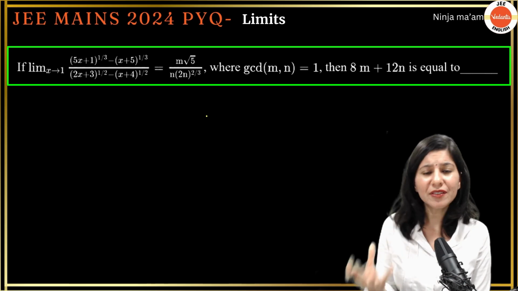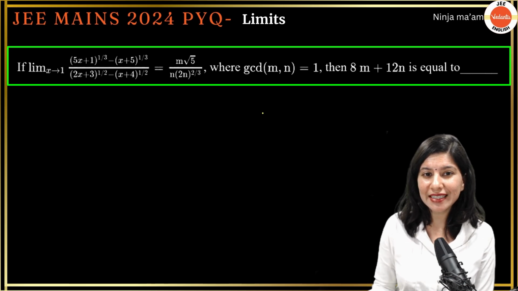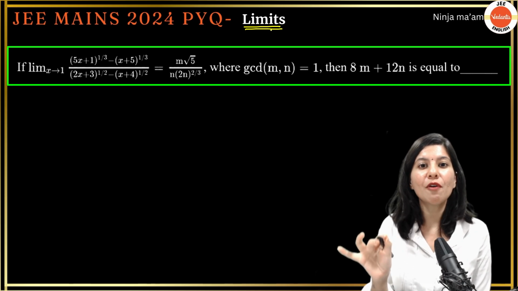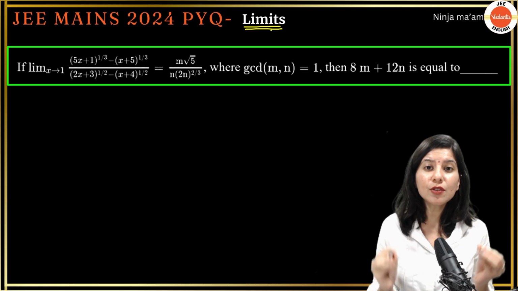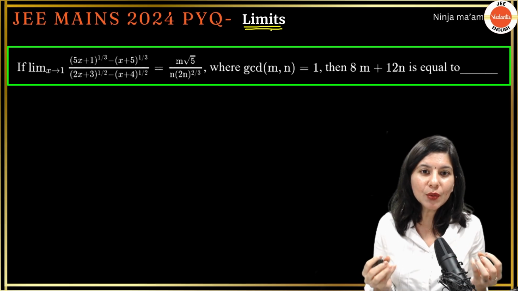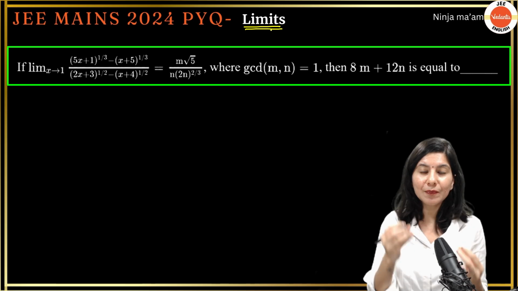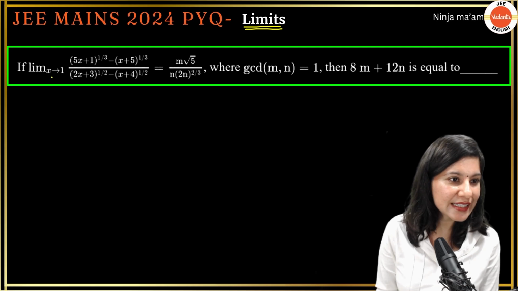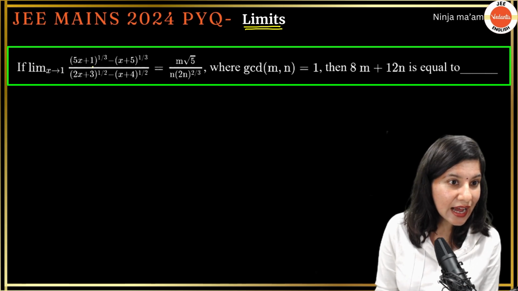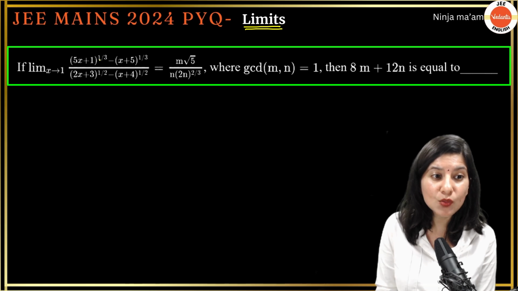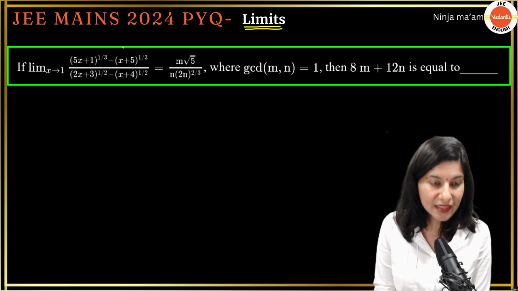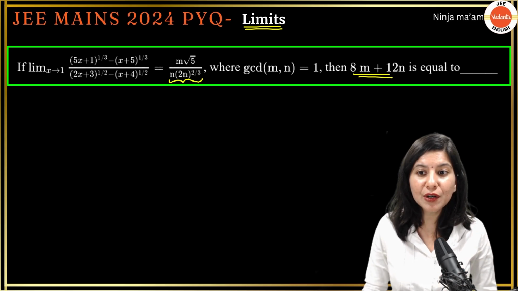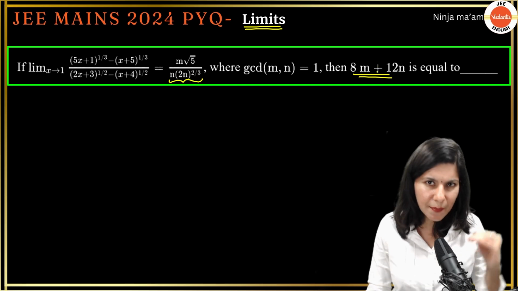I always say that the moment you see a question from the chapter limits, you have to check the form of that particular limit. The moment you check the form of that limit, you will be able to understand what technique or method you have to apply in solving that question. The very first question: limit x tends to 1, and the expression involves radicals with powers 1 by 3 and 1 by 2. We have to calculate this limit in terms of m and n, and then eventually figure out the value of mn plus 12n. Step by step we are going to do it.